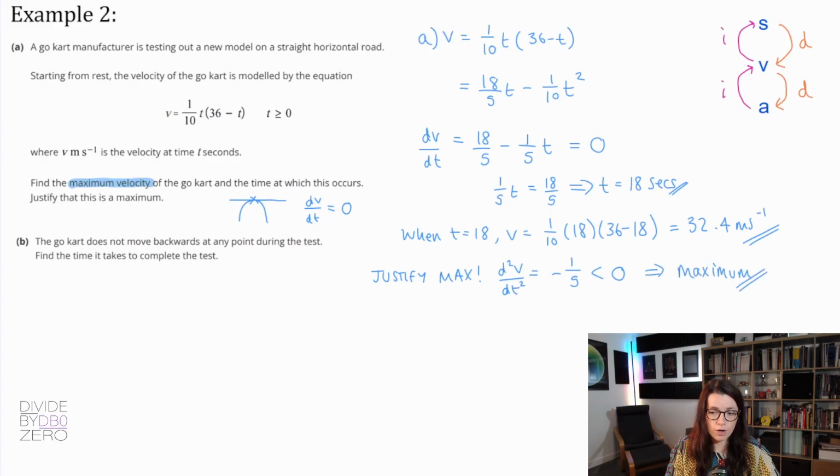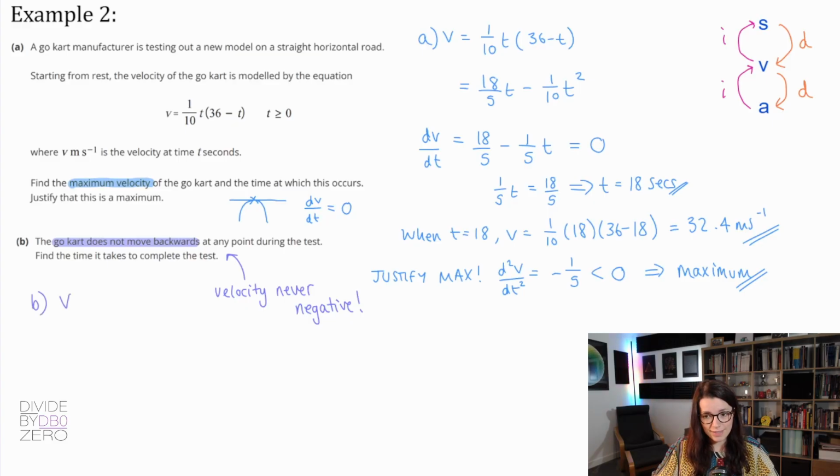Part B. The go-kart does not move backwards at any point during the test. Find the time it takes to complete the test. The fact that they're telling us that the go-kart does not move backwards at any point just means that the velocity is never going to be negative. It will always have a positive velocity going in the forwards direction. That's what we need to use here.